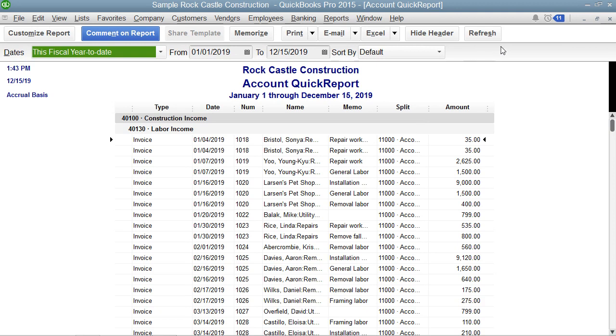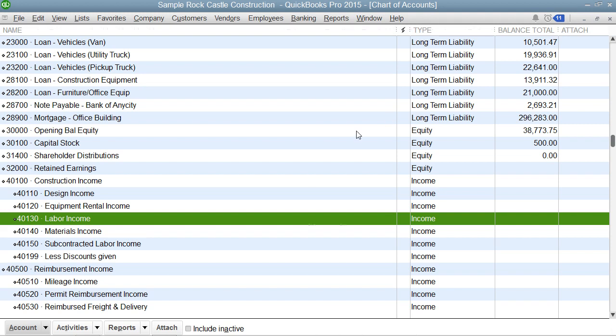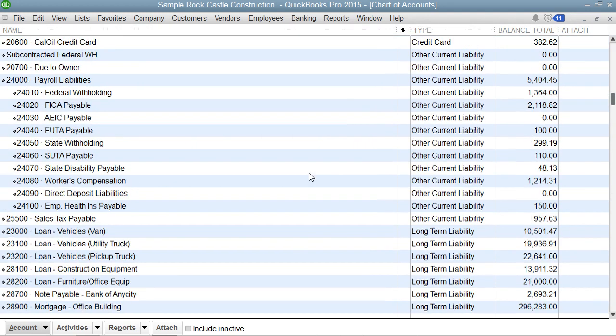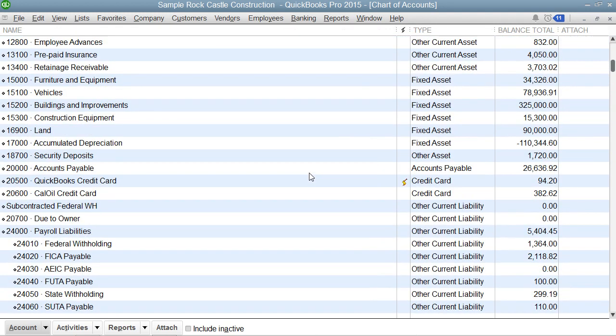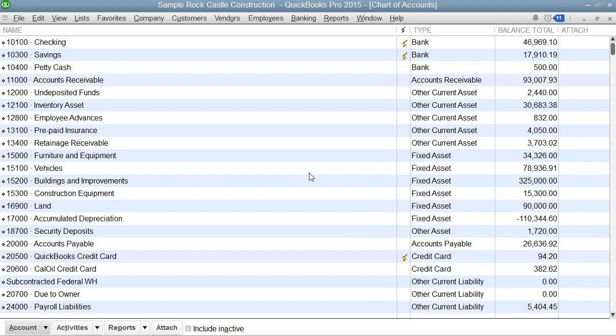We will look at these types of accounts in more detail in later chapters, but here is a general list of the different types of accounts shown within the chart of accounts window and whether they appear in the balance sheet or the profit and loss statement within QuickBooks.